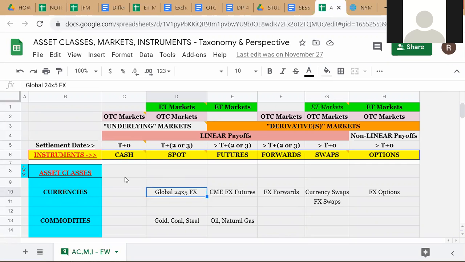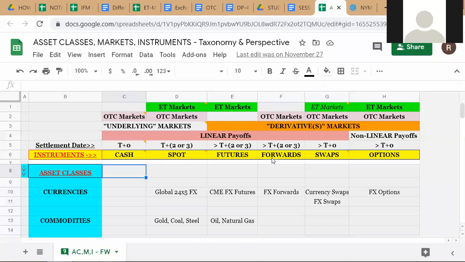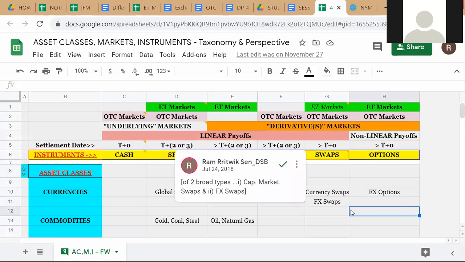So coming back then, what would be the asset class for the Japanese yen futures contract and the Australian dollar futures contract? What would be the currencies, right? So then you're trading Japanese yen. So the way you use this framework is you get to know what you're doing.